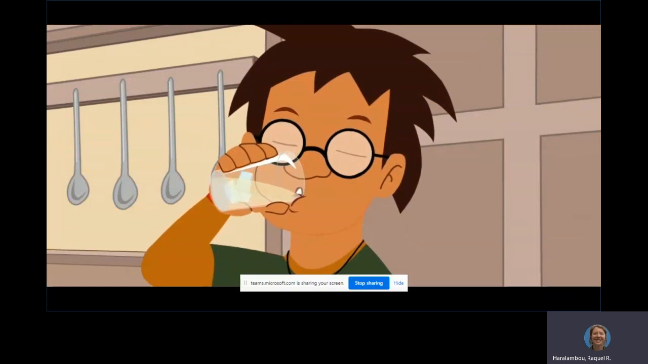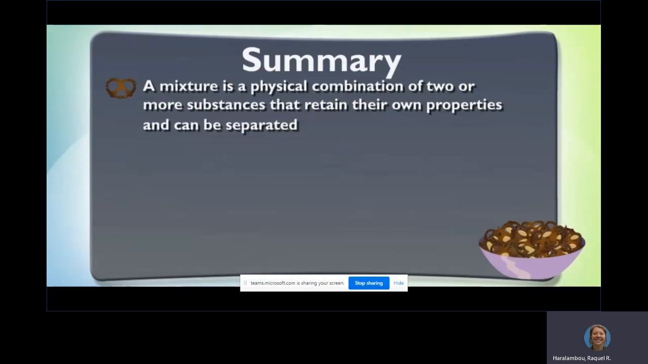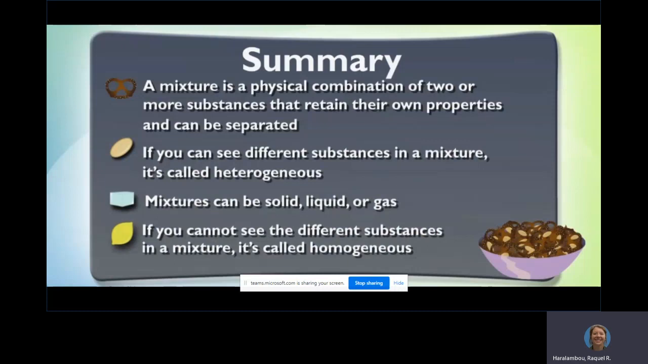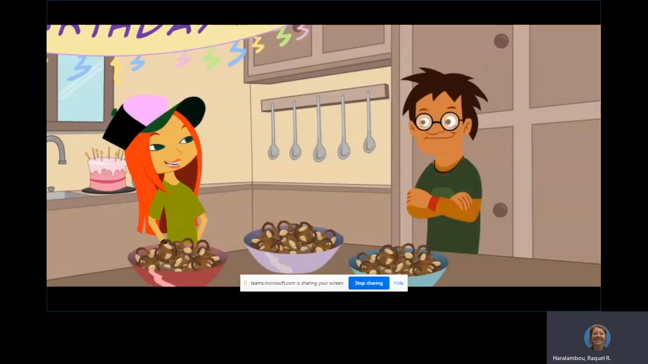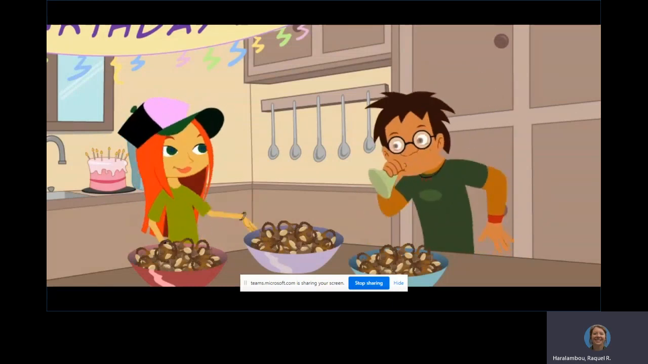Okay. Well, come on, make the birthday girl proud. Show me what you got. A mixture, like this snack mix, is a physical combination of two or more substances. The substances in a mixture don't change when they're mixed, and they can be separated. We can see the different parts of the snack mix, so it's a heterogeneous mixture. A mixture isn't always a solid. It can be a gas or a liquid, like the lemonade. The lemonade is a solution, and solutions are homogeneous. You can't see their parts. Ta-da! How was that, birthday girl? Happy birthday to me. That's right. Now, let's get this party started.